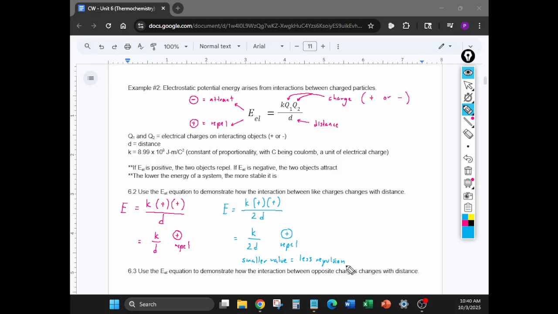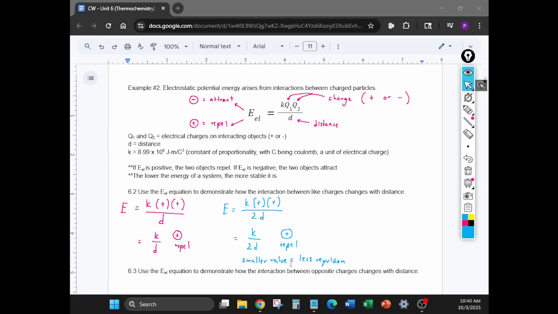Now, the reason why we're doing this is because sometimes on the AP test we get questions with no numbers. They give you an equation and they ask you to just prove something without giving you any specific numbers. That's why I wanted to get you guys exposed to doing this. Sometimes you'll have to use just the equation, no numbers given, to prove a point. Make sense? So the conclusion here is basically the further the distance, the less the repulsion.